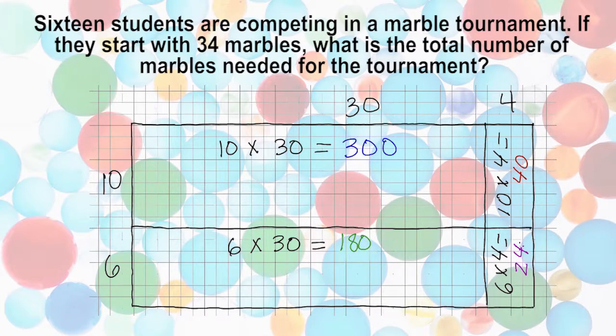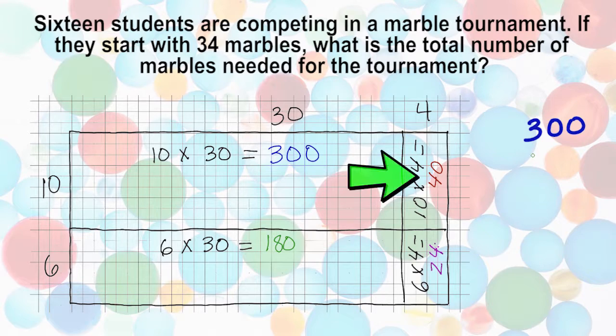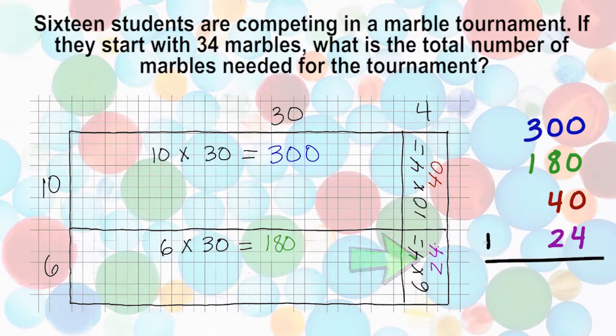Each partial product is the exact number of squares in the sections and represents the partial products added for the total product. 300 plus 40 plus 180 plus 24 equals 544. So 16 times 34 equals 544.